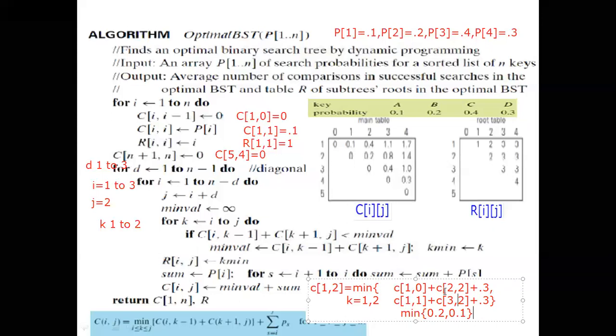I will calculate these two values from the table or from the matrix. There, whichever is the smallest value, I will take. And I will decide the k value here. The k value will be 2 because it is the second value. Then I will add that value with 0.3, right? That I am going to do here.